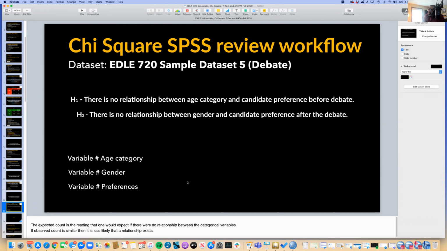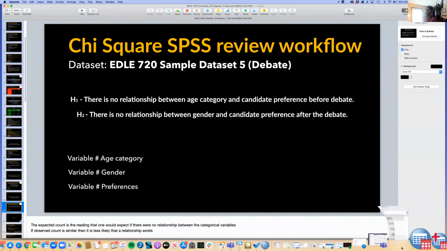So we've got two null hypotheses here. There's no relationship between age category and candidate preference. In all the political science literature I've ever seen, that is always going to be false. You're always going to reject that. And there is no relationship between gender and candidate preference after the debate. So we're going to take a look at this and see if this is actually true here.